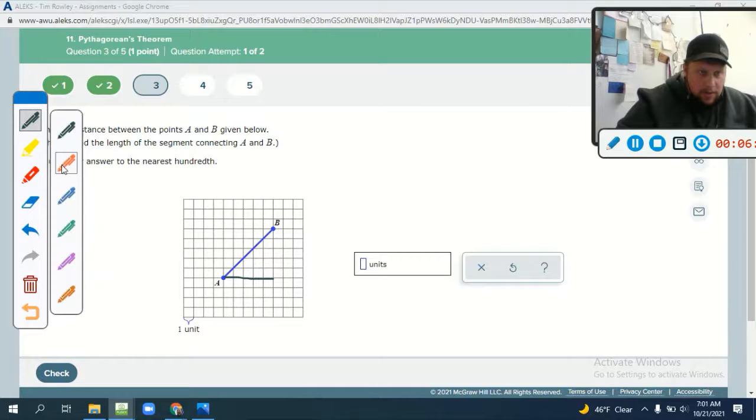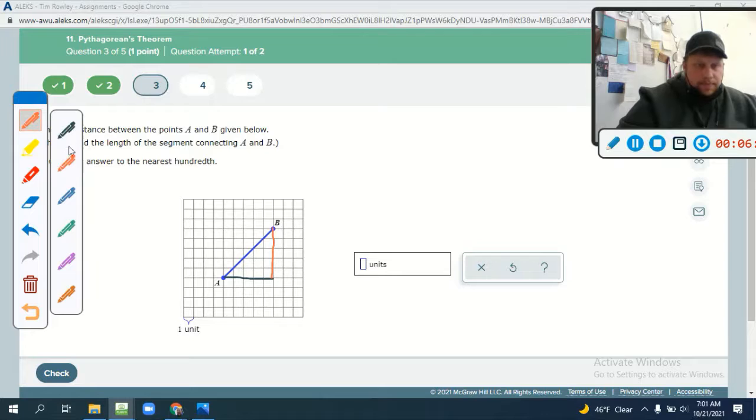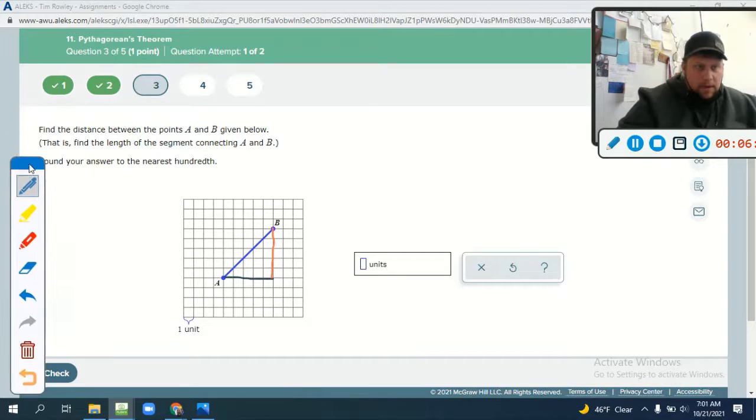Let's try the next one. We'll go red for vertical. That's better. And here's what you need to notice. Get this out of the way.